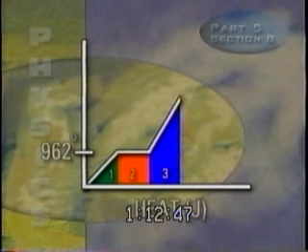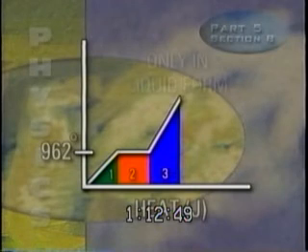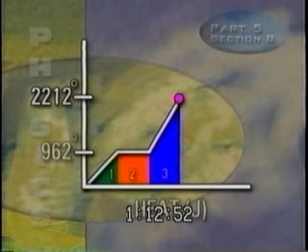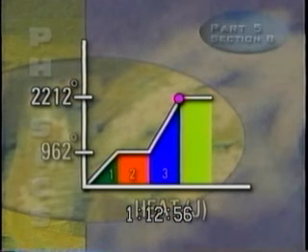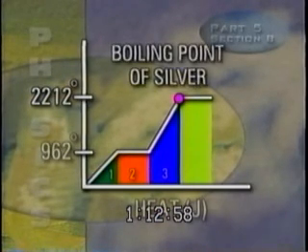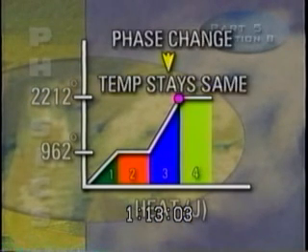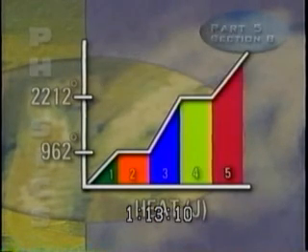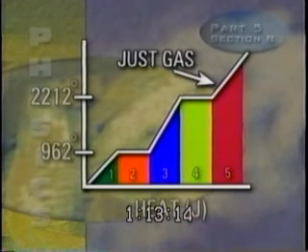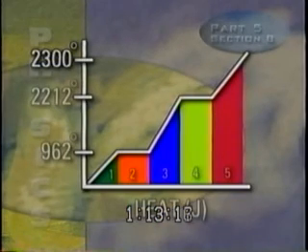In stage 3, the temperature begins to rise and the silver is only in liquid form. Then, at 2,212 degrees Celsius, the graph plateaus again, because the temperature is at the boiling point of silver. This is stage 4, so the silver undergoes a phase change where the temperature stays the same and we find a mixture of liquid and gas. Then at stage 5, the temperature rises again and we just find gaseous silver. So by the time it hits 2300 degrees Celsius, silver is a gas.